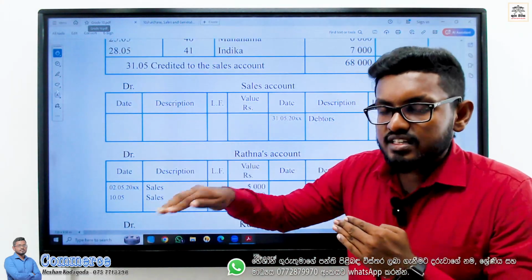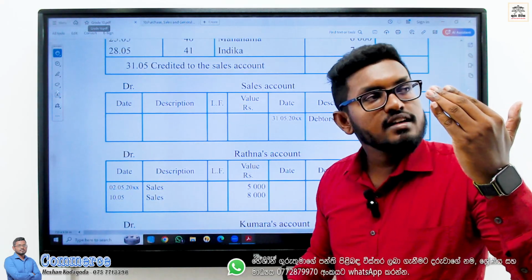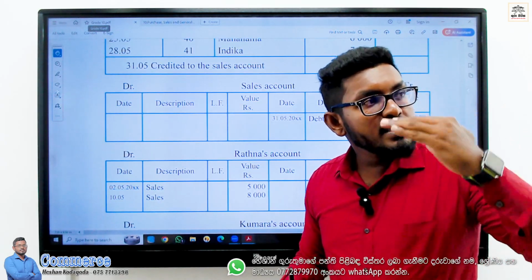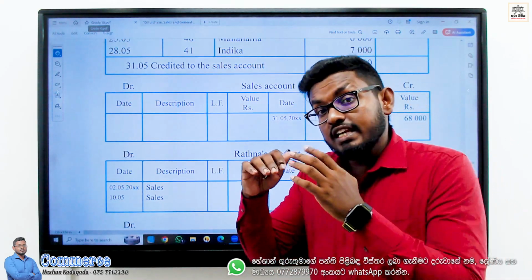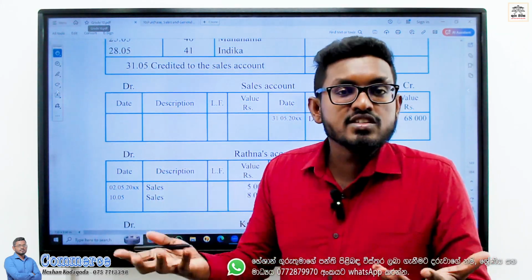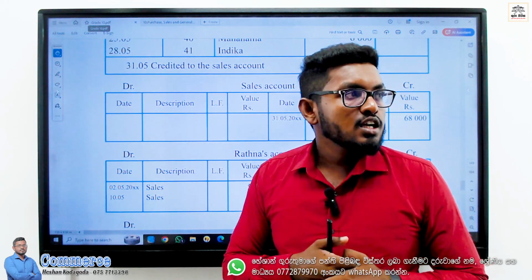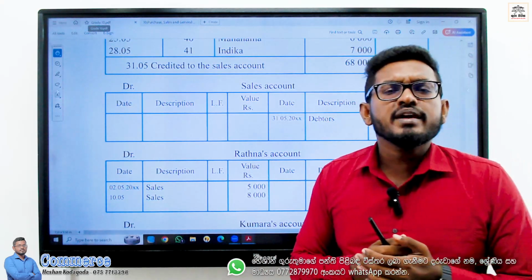Many debit transactions, only one entry for the credit. Understand? Is it clear to you? We can limit the credit entry. When we limit the entries, our ledger will be small. It's easy to extract the information. Are you there, guys? Can you hear me? Right? So it's easy to extract the information.